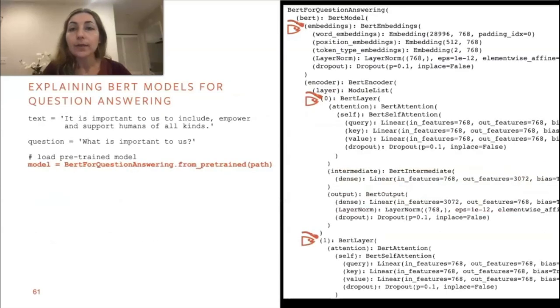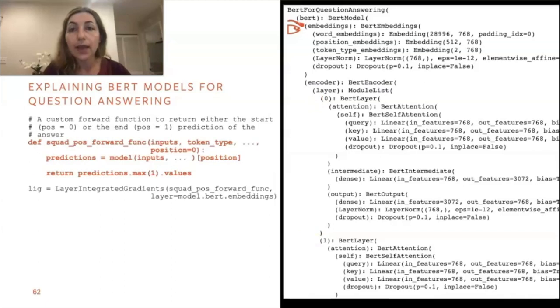Now let's explain the predictions of our model with the help of embeddings on all 12 BERT layers. To do so, we place explanation hooks on the outputs of those layers and examine neuron importances for both start and end position prediction. In order to reach that objective programmatically, we need to load the fine-tuned and pre-trained BERT model first, and that's what we do on this slide. Then we use layer integrated gradients to explain the output neurons of the BERT embedding layer.